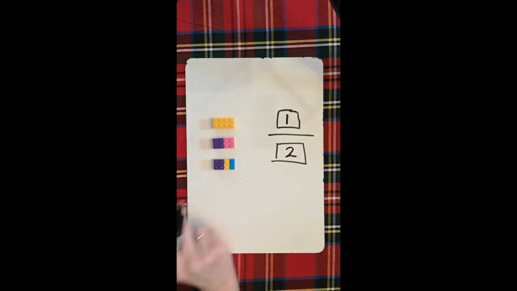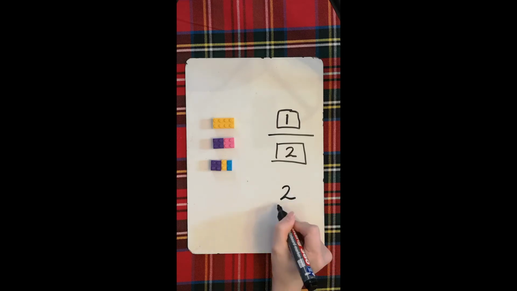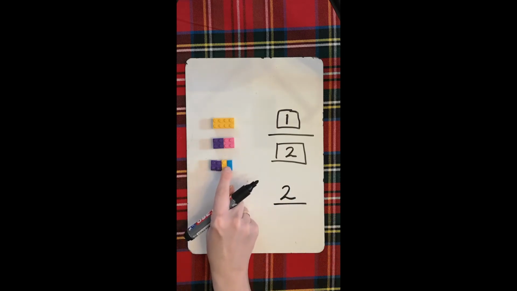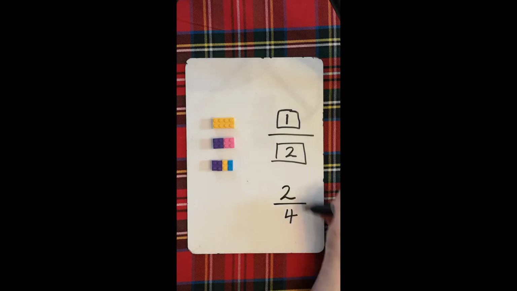Let's have a look at the next one. I can see that 2 of the parts are purple, so 2 is our numerator at the top, and altogether there are 4 parts in total. So 2 out of 4 are purple, or 2/4 are purple.